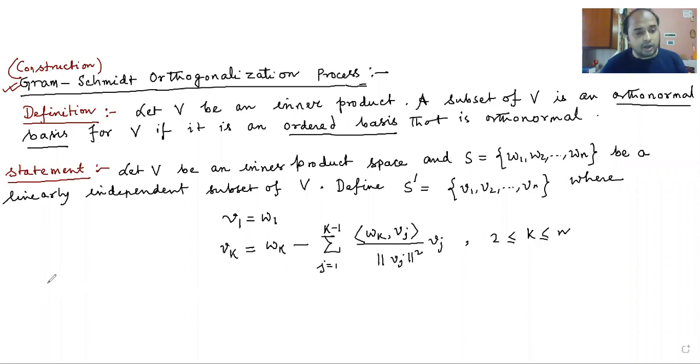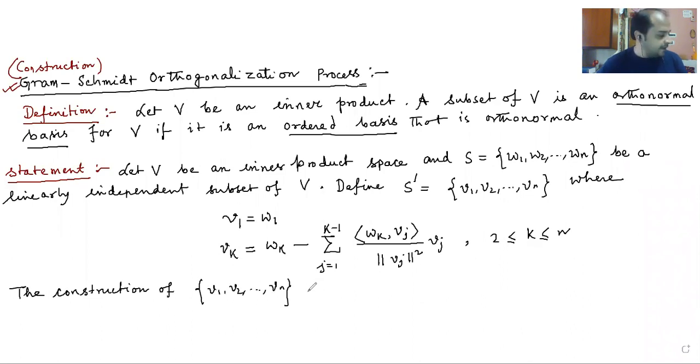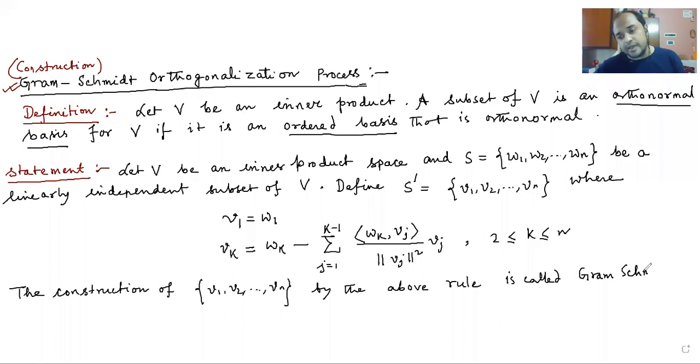The construction of this set V1, V2, up to Vn by the above rule is called the Gram-Schmidt process.